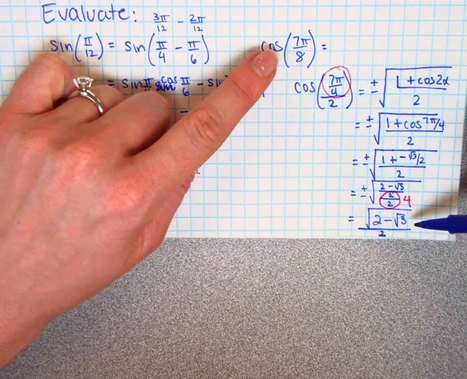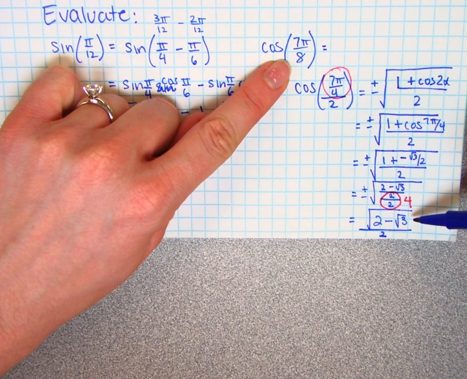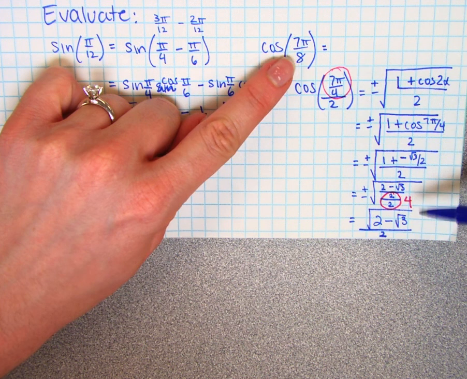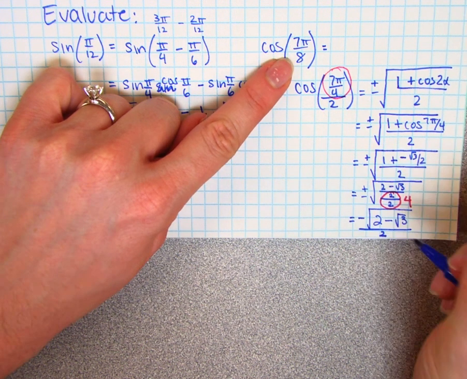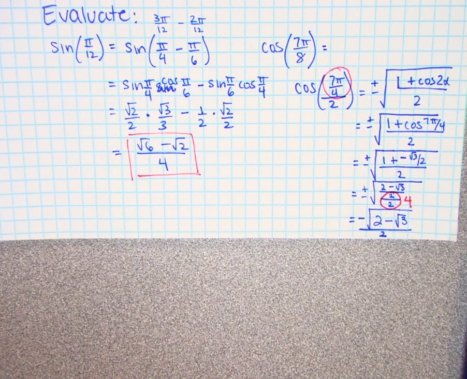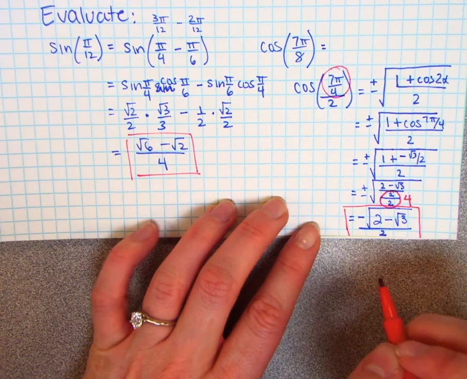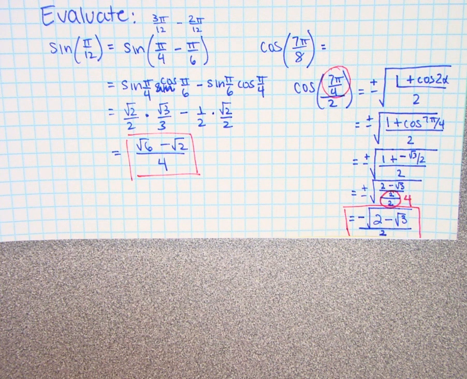Now let's think for a moment. We're actually evaluating cosine of 7 pi over 8. 7 pi over 8 is in the 2nd quadrant. Cosine is negative in the 2nd quadrant. That means we're looking for a negative value here. So we have cosine of 7 pi over 8 at the bottom at negative root 2 minus root 3 all over 2.